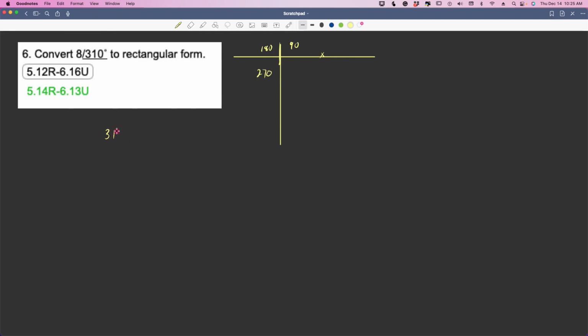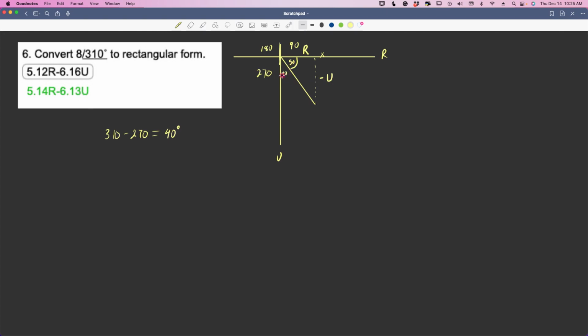So we've got to take 310 minus 270, and that is going to be 40 degrees, right? Yes, so 40 degrees. So we would have a length of 8 right here, and this would be 40 degrees, which means this would be 50 degrees, and this is the one we're looking for. So we draw our little line here. This is going to be a negative u, because u is the y-axis and r is the x-axis, right? So positive r, negative u.